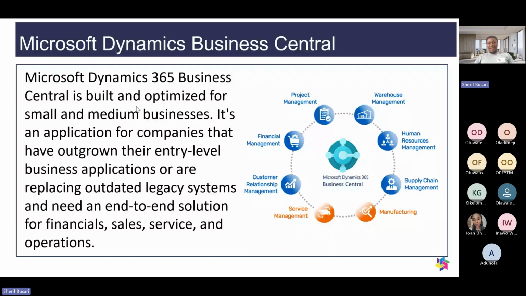So there are different modules in the Business Central ERP application. We have project management, as you can see on the screen, financial management, and a little bit of customer relationship management as well, not as robust as the customer engagements that I showed earlier. Then we have warehouse management, human resource management and supply chain management. All these in blue fall under the essential experience of the application, while service management and manufacturing, the other two in the other color below, fall under the premium experience of the application.